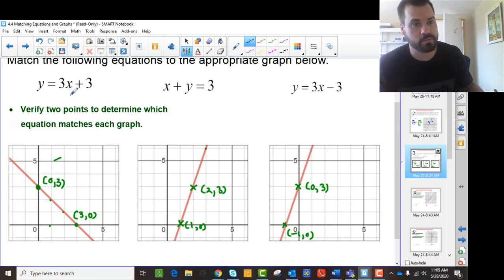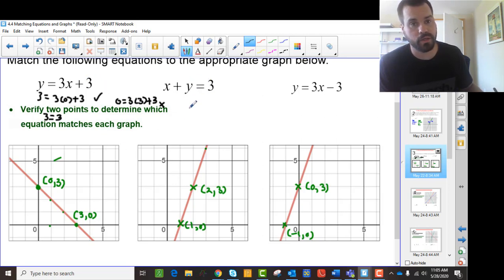So y equals 3x plus 3. I choose to see if this works with 0 and 3. So if this is 3, then I go 3 times 0 plus 3. I say, does that work? And I say, yes, it does, because that would mean that 3 is equal to 3. Then I test 3 and 0. So that would be 0 is equal to 3 times 3 plus 3. And I automatically say, no, that doesn't work. So that means it's not that one.